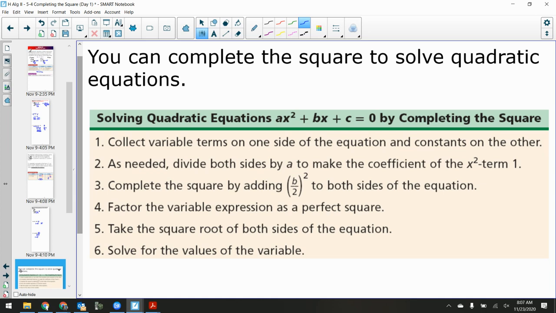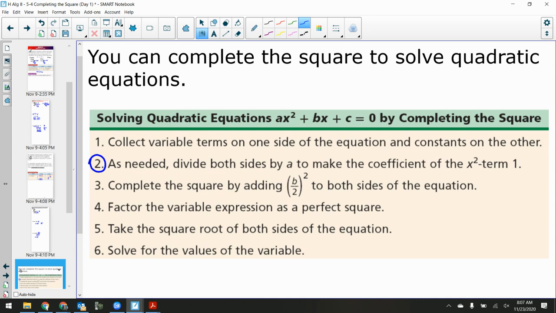Now, this is actually going to be extremely important tomorrow, this second step. As needed, divide everything through by a. You cannot complete the square if there's an a term sitting out front.